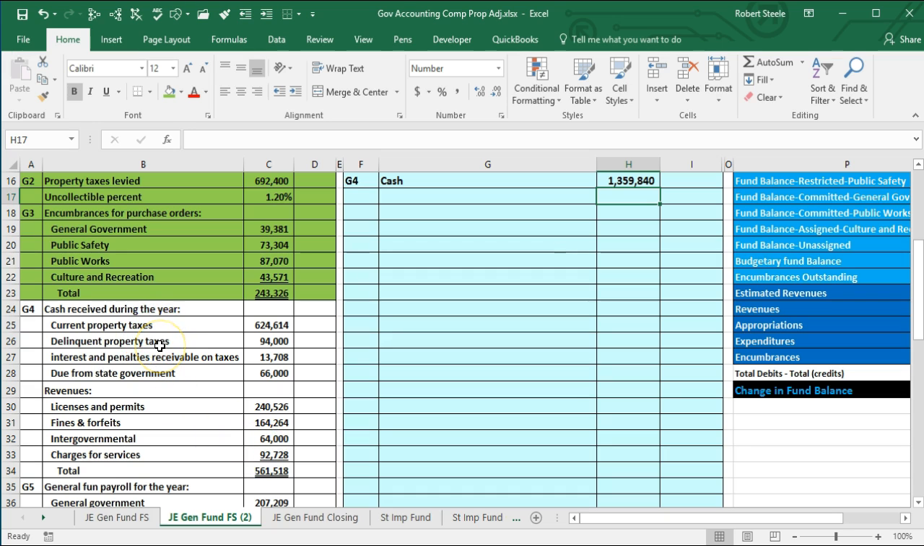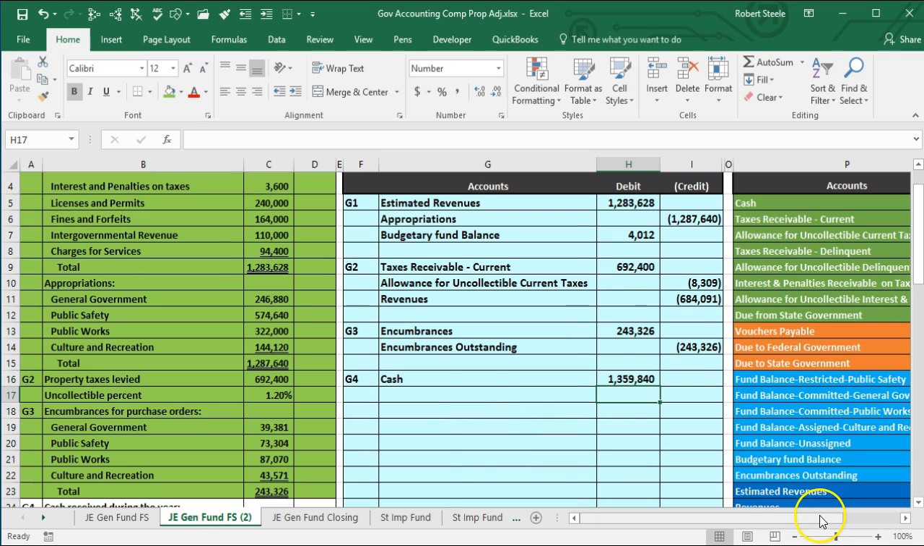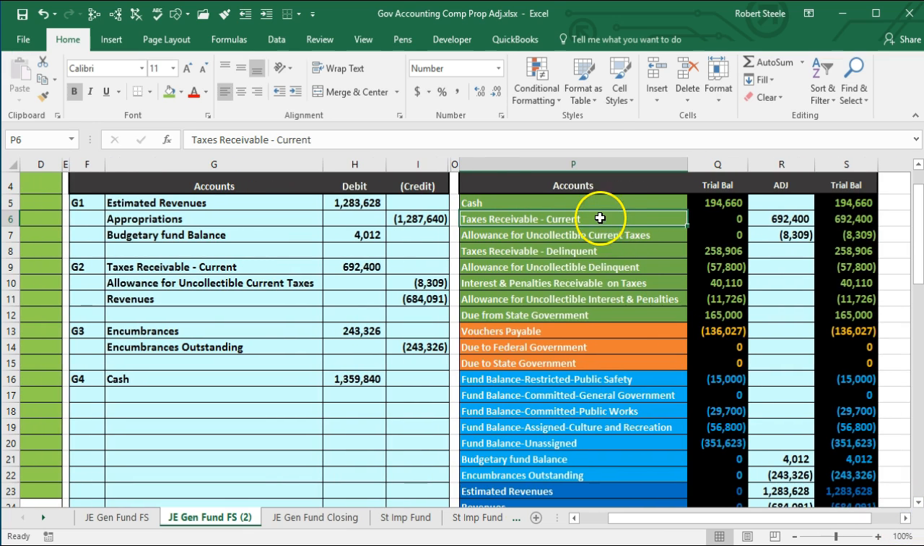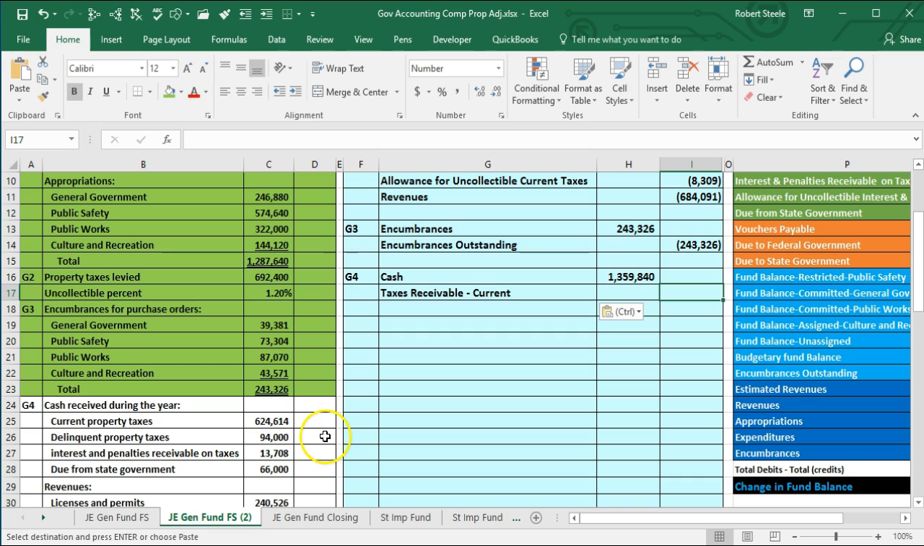Then we're going to break out the credits here, and we had the current property taxes, the delinquent property taxes, the interest due from state government. If we go up top here, we're going to say property taxes would be the taxes receivable. So that receivable has been received now. This is a debit balance. We need to make it go down because it now has been received. Therefore, we're going to do the opposite thing to it, which in this case would be a credit. So I'm going to copy that, go down to G17, right click, paste 1, 2, 3, and that amount will then be this 624,614.